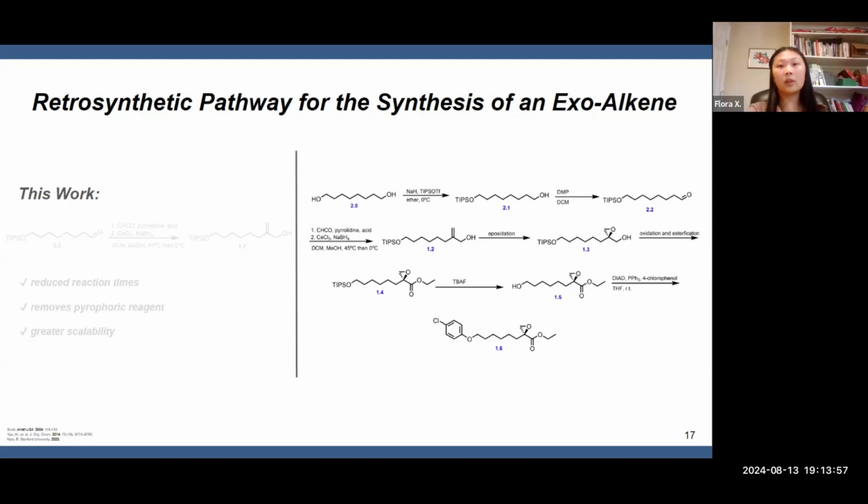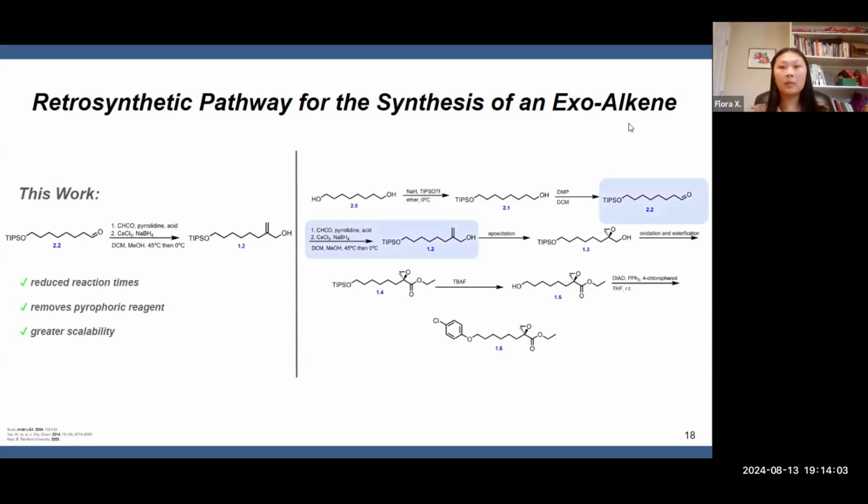In this route, instead of going through that n-butyllithium step, we instead use this primary aldehyde 2.2, and through that we use aldol condensation followed by a Luche reduction to form this 1.2. Through tests, we are able to reduce the reaction time from 18 hours to about 2 hours on a 250 milligram scale, and it also removes the pyrophoric reagent. This allows for greater scalability.